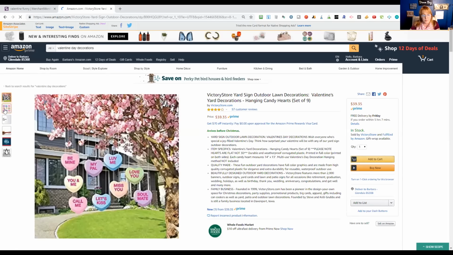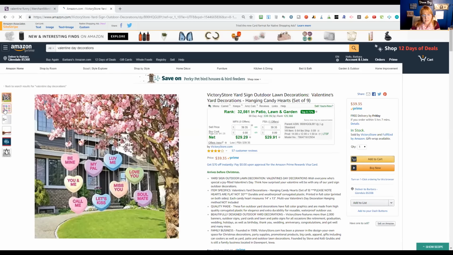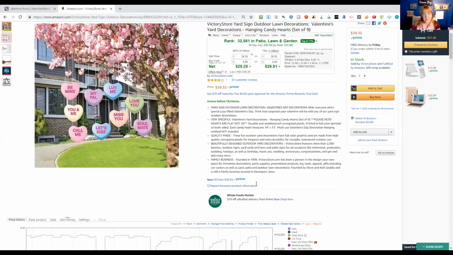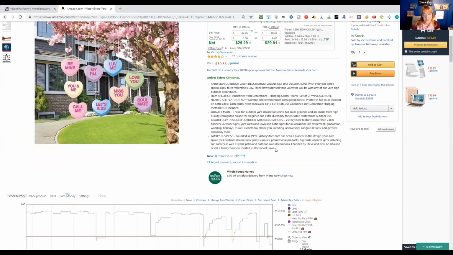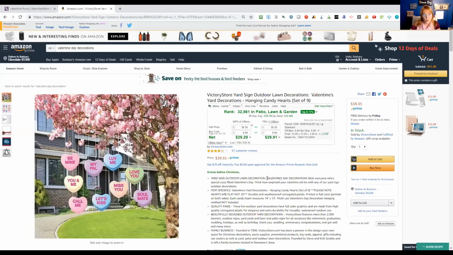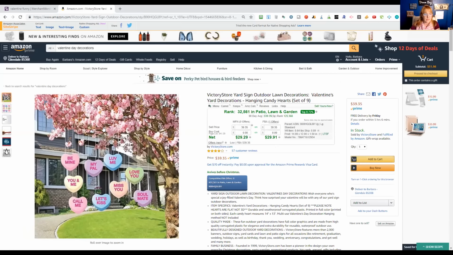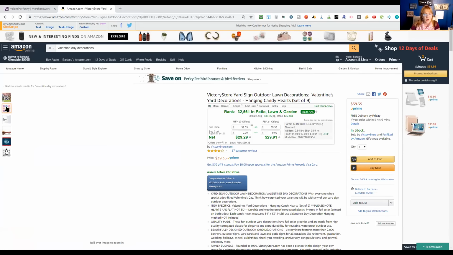The bullet points are decent. The title, the images, they've got a bunch of different images here. The price is good, in the right category. This is a pretty interesting product right here. So how can we make this better? Think about what you can bundle with this to make it even better.